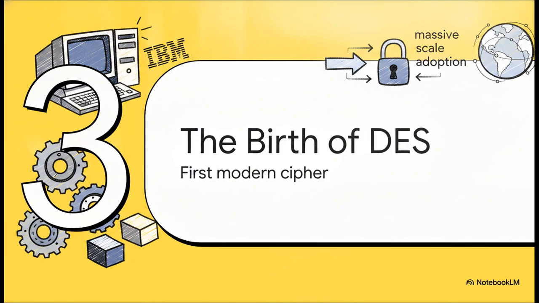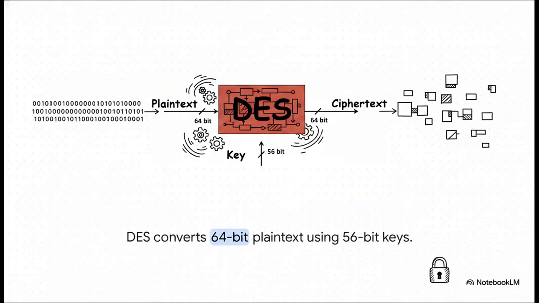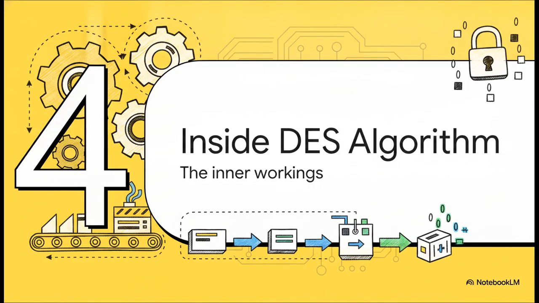The birth of DES. Let's start our factory tour simple. DES, developed by IBM in the 1970s, is a block cipher. It takes a 64-bit chunk of plaintext on the left, feeds it into the machine, applies a 56-bit secret key from the bottom, and then spits out a 64-bit block of scrambled ciphertext on the right. It operates on data block by block, 64 bits at a time. But what exactly is happening inside that box? Let's find out in Section 4, inside the DES algorithm.